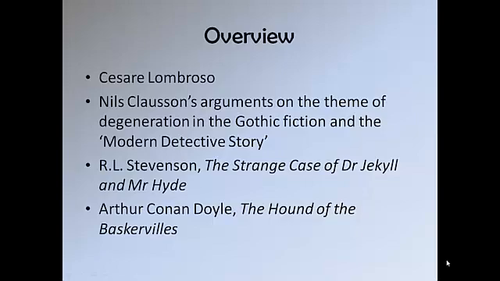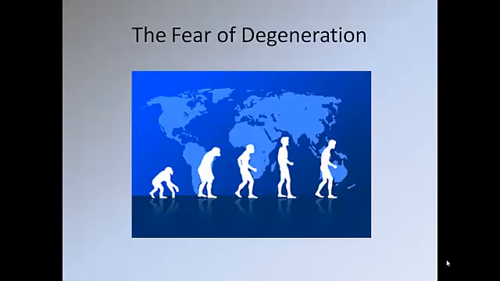But first we are going to briefly outline the anthropological context around the fear of degeneration and the theories of Cesar Lombroso. Following Darwin's theory of evolution, a fear of degeneration grew. There was a concern that if mankind can evolve, then mankind could also potentially regress and revert back to earlier evolutionary stages.